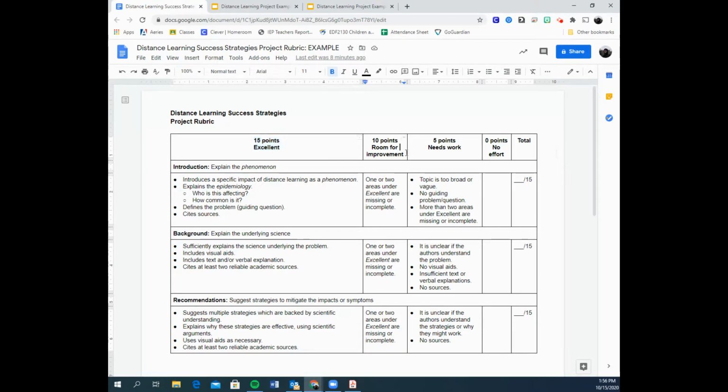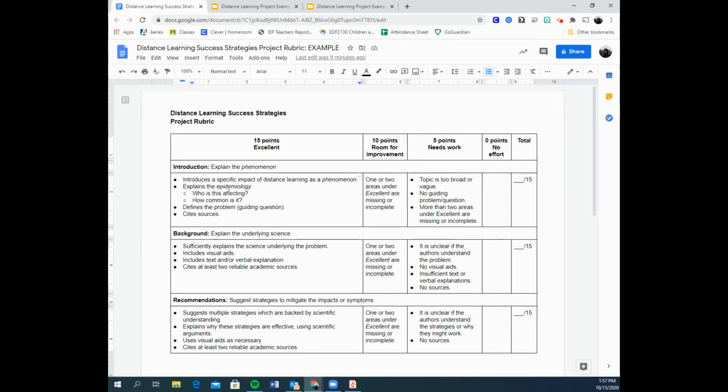Next, we have 10 points, meaning there's room for improvement. It means it's pretty good, but there are a couple things you need to change. And look what it says. One or two areas under excellent are missing or incomplete. That means if while you're grading it, for instance, if you're grading the introduction, one or two of these areas are missing, then you give them 10 points instead of 15. You give that section 10 points instead of 15.